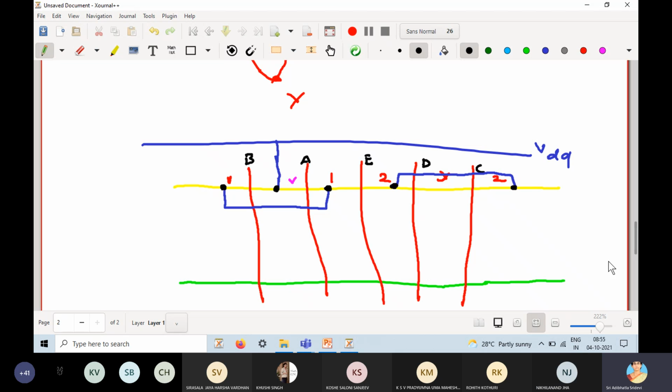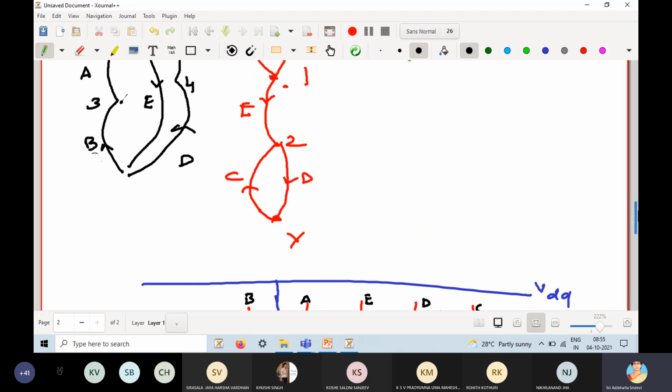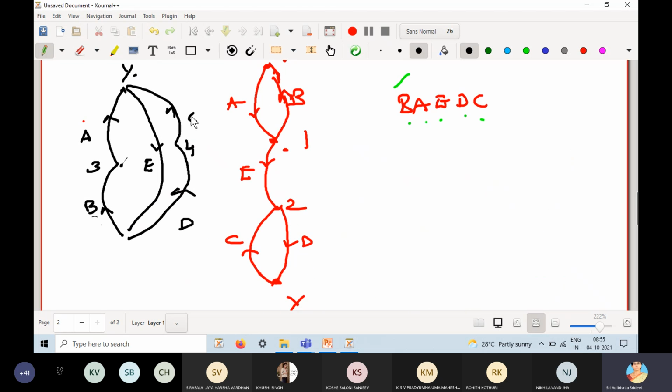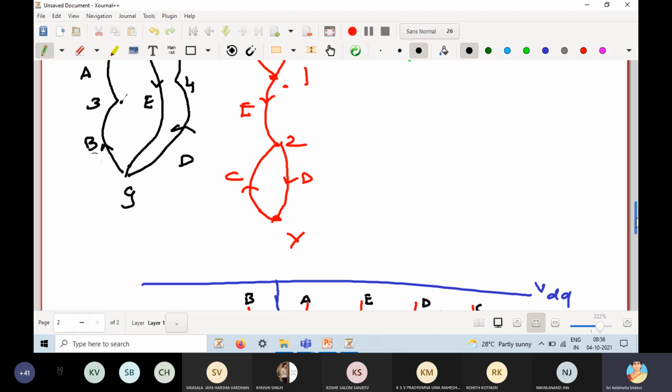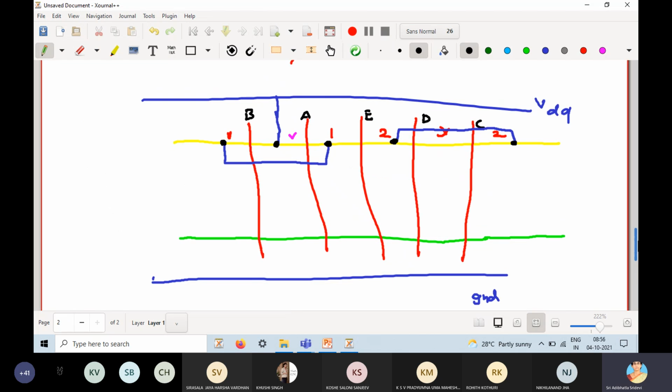Now we'll go to the NMOS part. What is the Y node? And this is node G, right? Y node is a combination of AEC. G node is a combination of BED. And between A and B, we have 3.